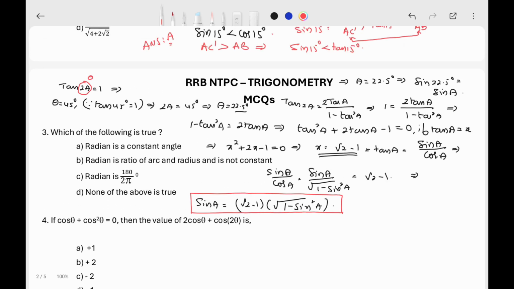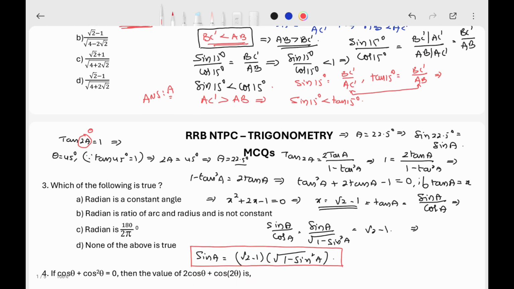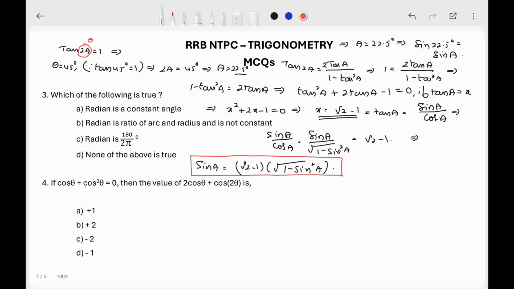Now, this is one way you can do. Is there any other way? Take sin A as x. X is equal to root 2 minus 1 into square root of 1 minus x square. Let us say sin A is equal to y. Y is equal to root 2 minus 1 into square root of 1 minus y square. Then get the value of y. That is sin A.